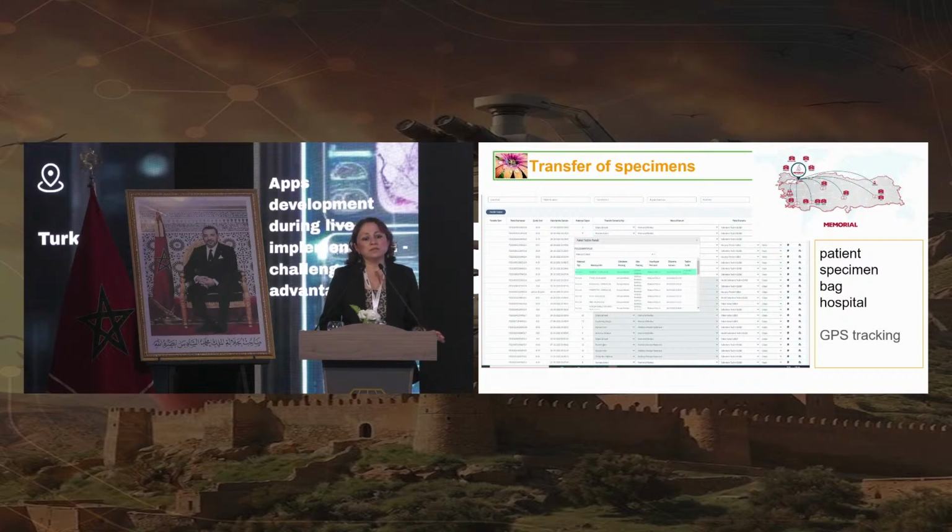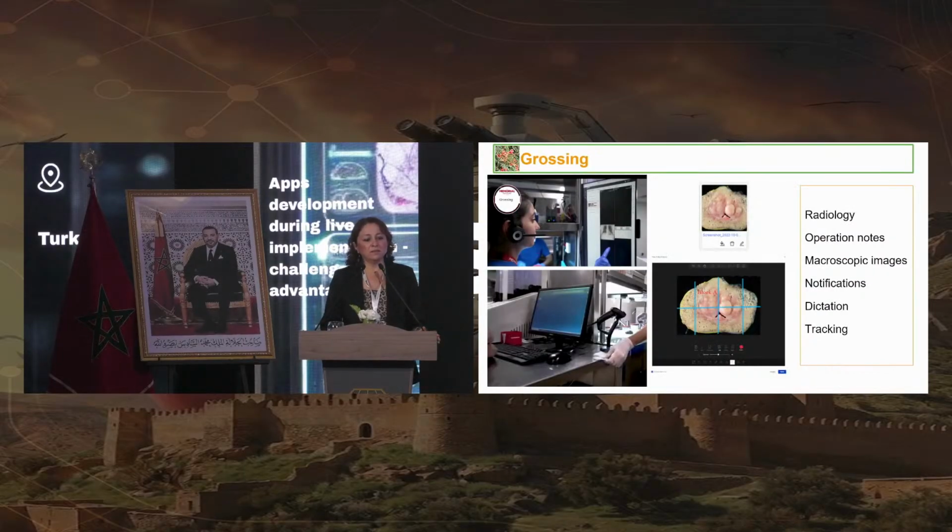We put some Excel sheets, but now we can manage it on APLIS, on the patient, specimen, bag, and hospital details. And we are trying to make a GPS tracking for the bags. We didn't manage yet, but it's in the plan.